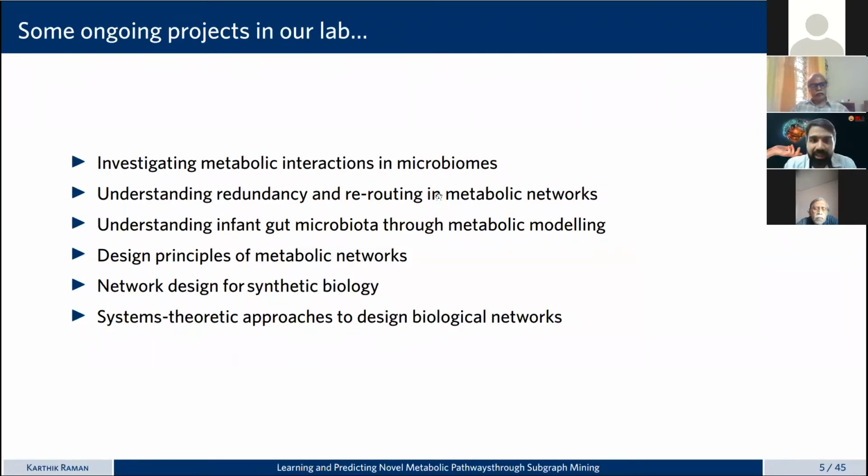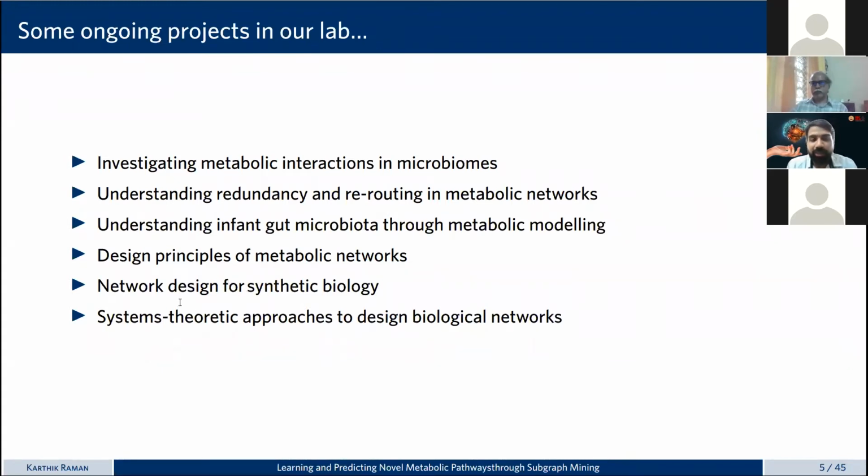Understanding redundancy and rerouting in the metabolic networks within every cell. Trying to understand the infant gut microbiota through metabolic modeling. And then, what are the design principles underlying metabolic networks? What makes these metabolic networks tick? What are the key design organizational principles? And how do you design these kinds of networks for synthetic biology, suppose you want to design a new network, or you want to manipulate an organism to produce a new chemical, or to produce more of an existing important nutraceutical or something like that?